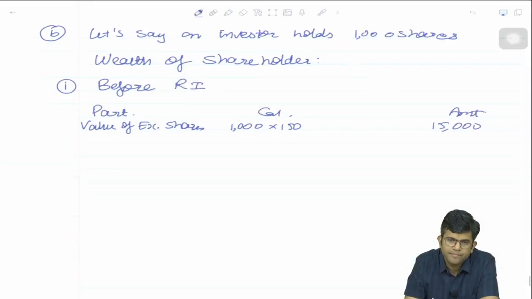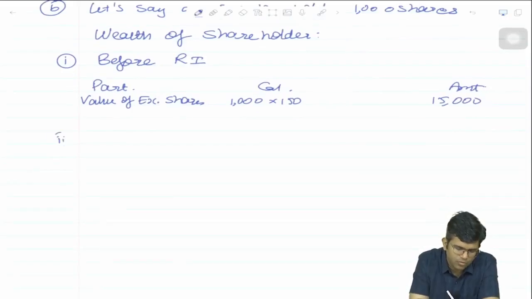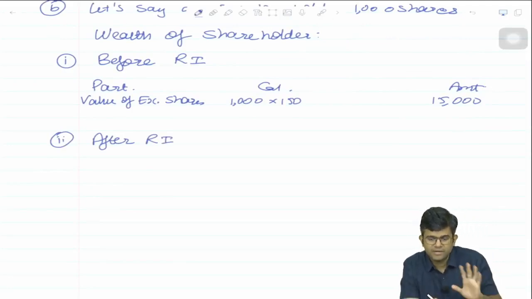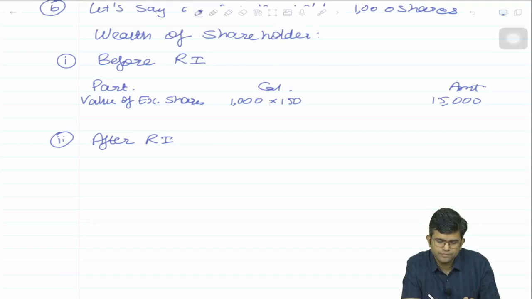Everyone clear till here? Now point number 2. After the rights issue. Now in after the rights issue, okay, it is 1,50,000.